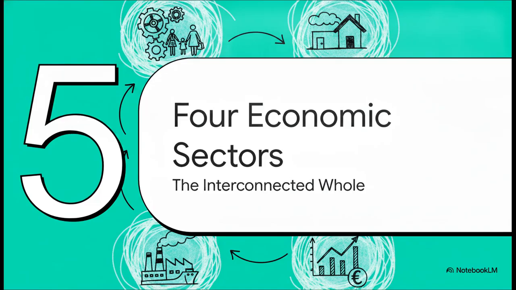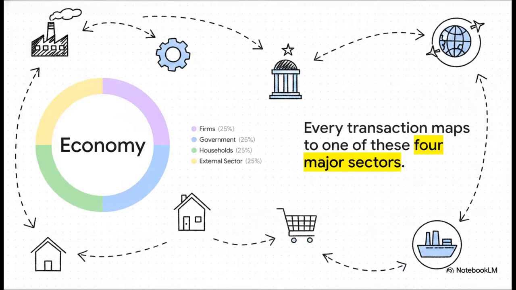Now that we have the engine parts, let's jump to Section 5, 4 sectors of the economy, where we divide everything into massive, distinct regions. What's really fascinating here is how elegantly we can simplify the absolute chaos of the real world. Every single transaction, every job, every purchase can essentially be mapped into one of 4 major sectors: firms, the government, households, and the external sector. These are the 4 puzzle pieces that make up the complete picture of a modern macroeconomy.